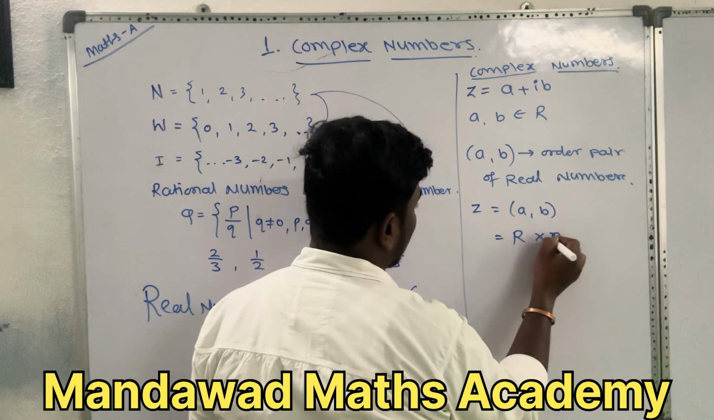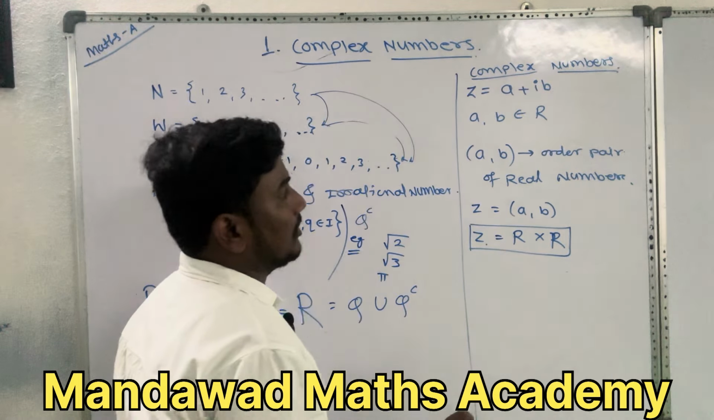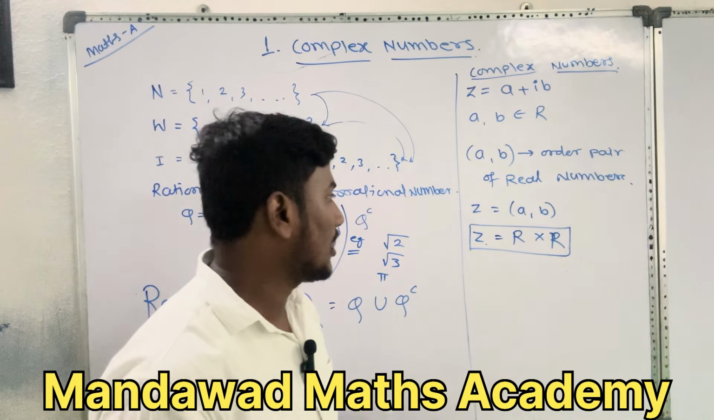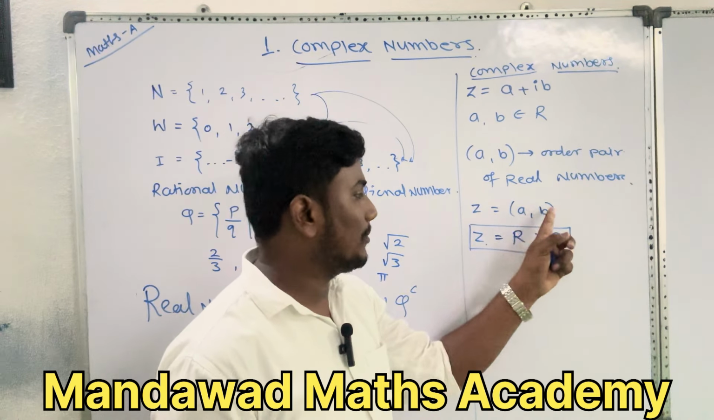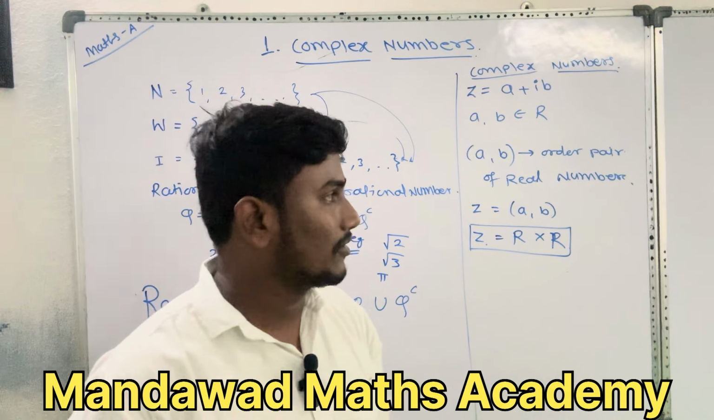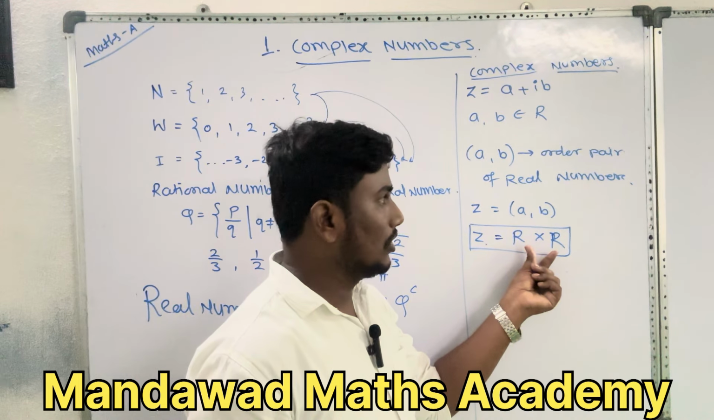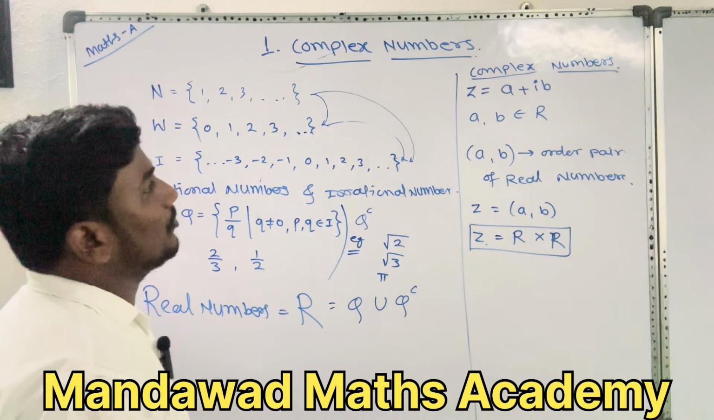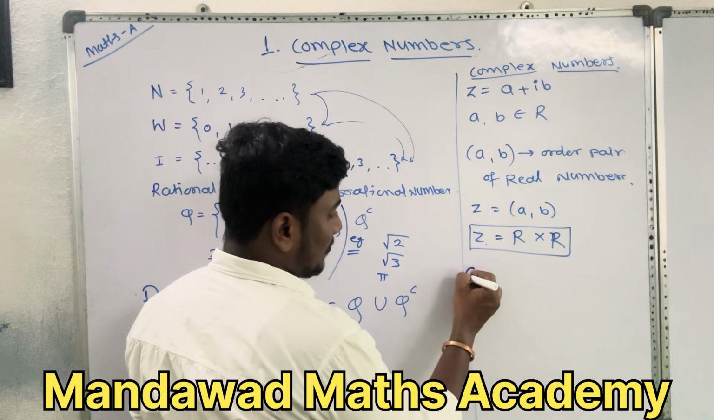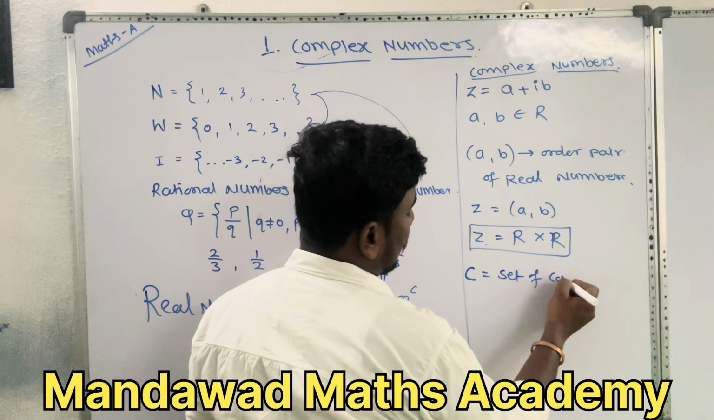This can be written as R cross R. A complex number is an ordered pair of real numbers, which can be written as Z equals a plus ib, or Z belongs to R cross R, meaning the first and second elements both belong to R, the set of real numbers. The set of complex numbers is denoted by capital C. What is capital C? The set of complex numbers.